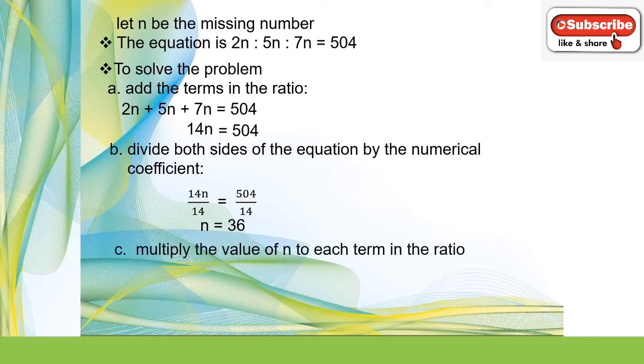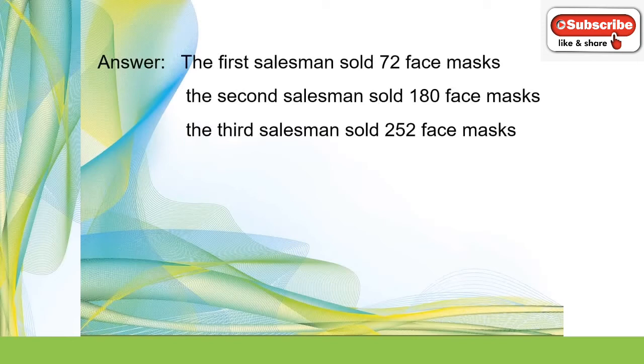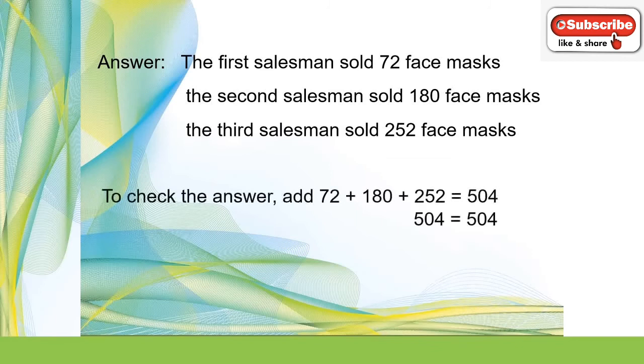Then multiply the value of n to each term in the ratio. So 2 times 36 equals 72, 5 times 36 equals 180, and 7 times 36 equals 252. The answer now is, the first salesman sold 72 face masks, the second salesman sold 180 face masks, and the third salesman sold 252 face masks. To check the answer, add 72 plus 180 plus 252. The sum is equal to 504, which is the total number of face masks sold.